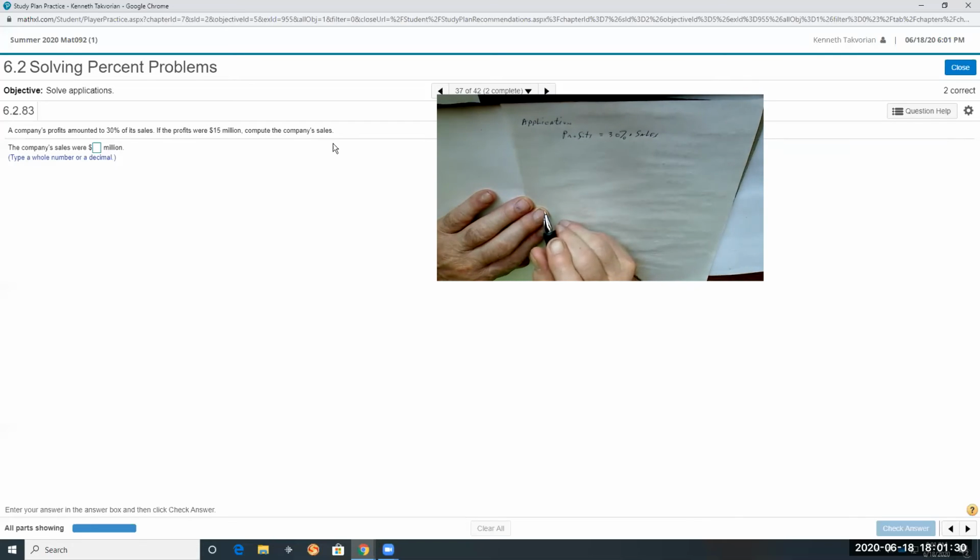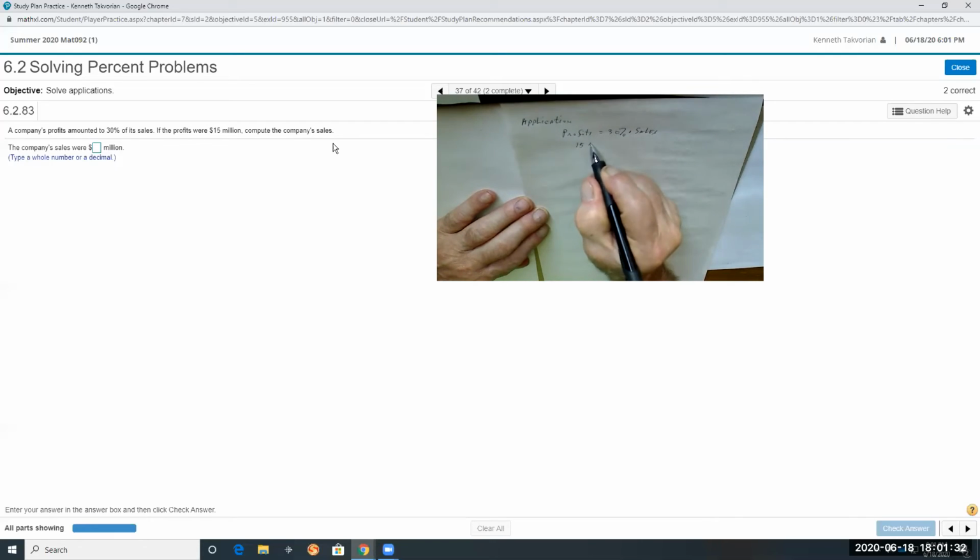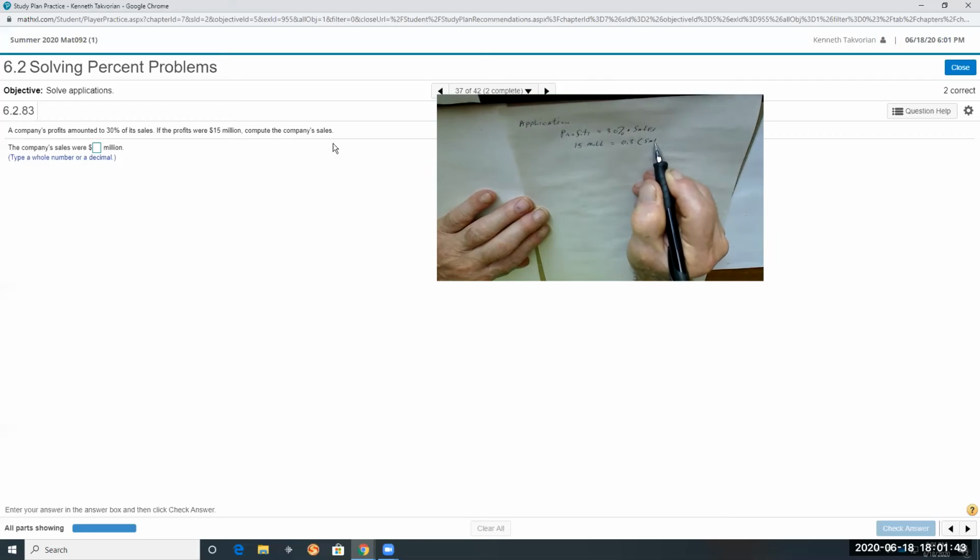Well, what were the profits? The profits were 15 mil. I don't like to write out all the zeros. I just use the word million. I'm going to write 30% is 0.3 times the sales. Solving for sales, we take 15 mil divided by 0.3, and we come up with 50. 0.3 into 15 is 50 million.